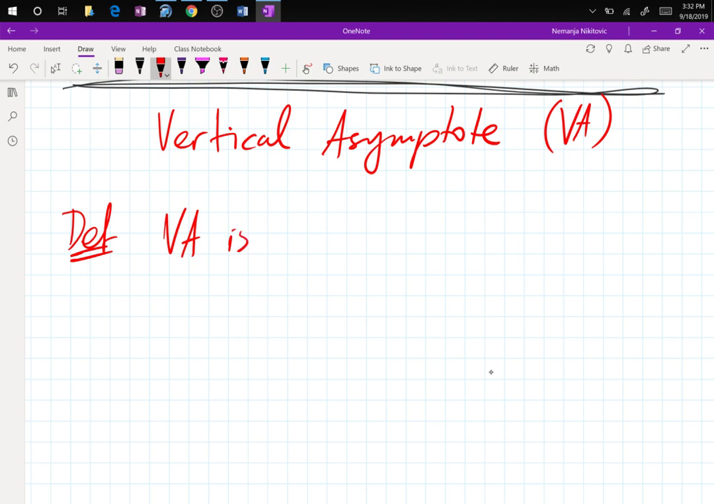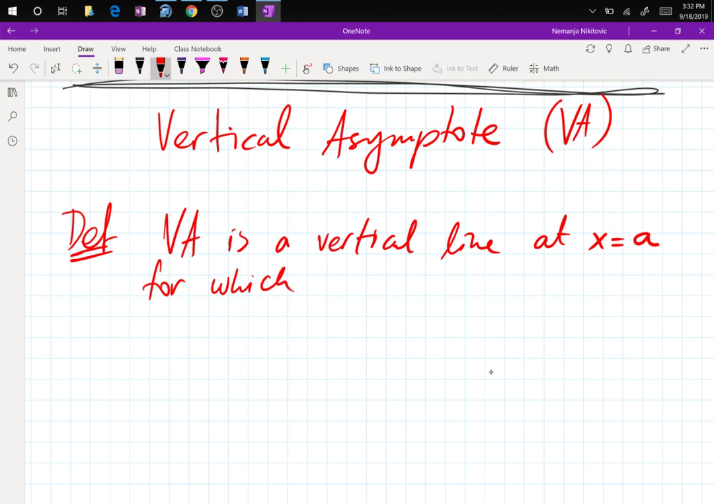Vertical asymptote is a vertical line at x equals a for which... vertical, see, I keep forgetting: vertical asymptote of f of x. Vertical asymptote of f of x. I have to say that. If you watch the last 5 years of these streams, I always forget to write of f of x there.